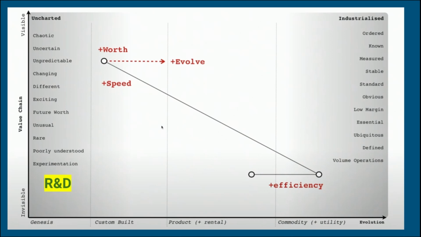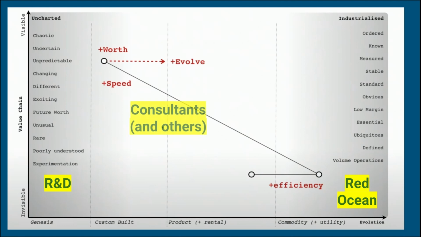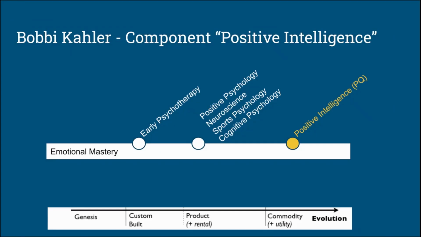Why is that interesting? Well, what this means is on the left, you'll have R&D departments. On the right is the red ocean of high competition, high volume, low margin. And then in the sort of leftish middle, custom built, is where consultants work. And we do our work in this, we're custom building interventions for people, often using things from other parts of the map. And so the first of our talks is about a component called positive intelligence.